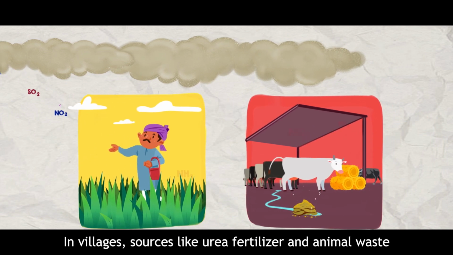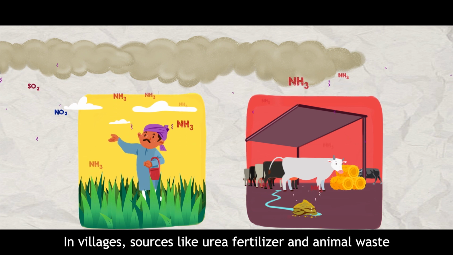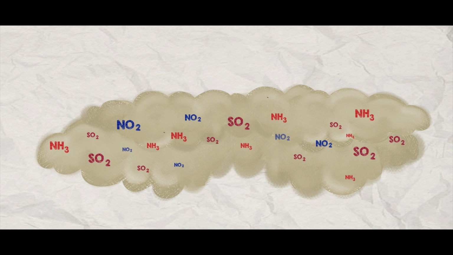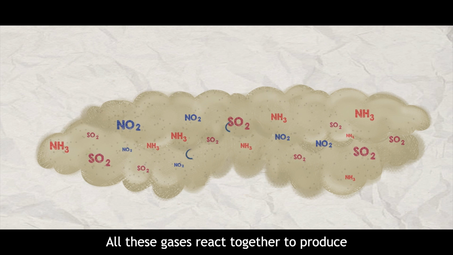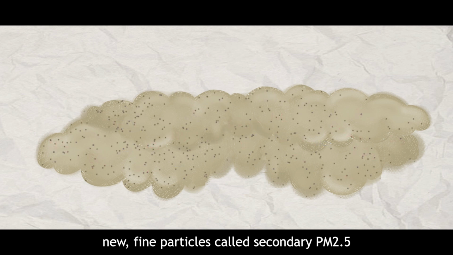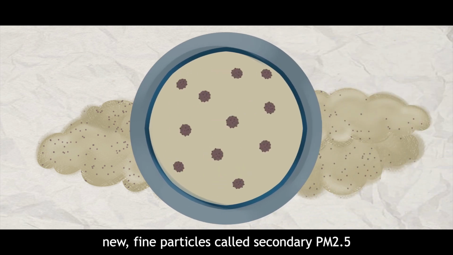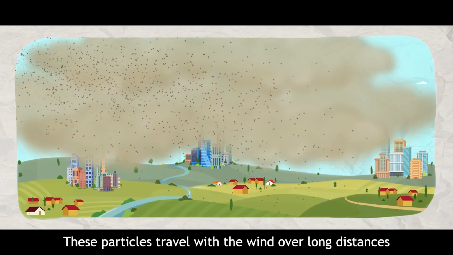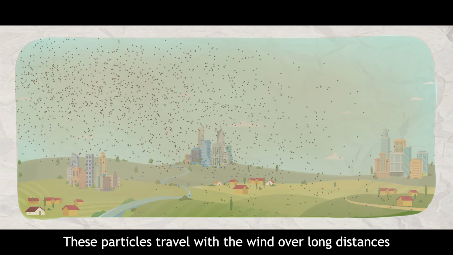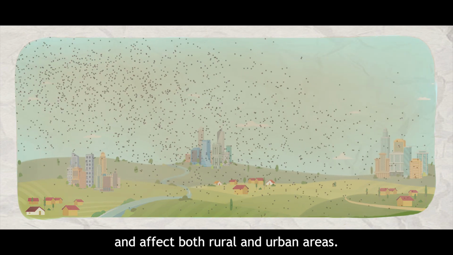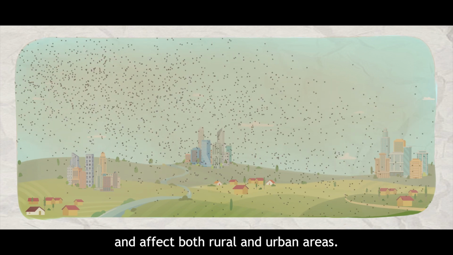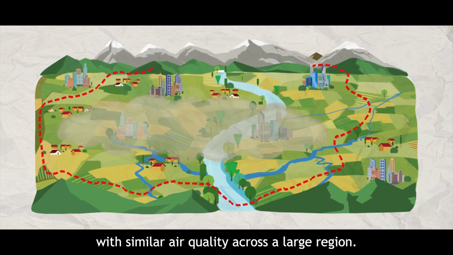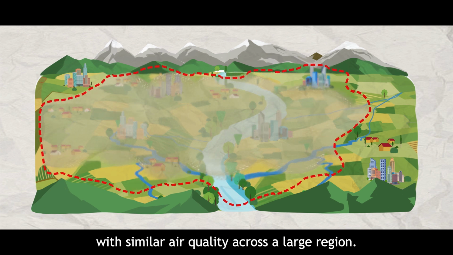In villages, sources like urea fertilizer and animal waste release ammonia into the atmosphere. All these gases react together to produce new, fine particles called secondary PM2.5. These particles travel with the wind over long distances and affect both rural and urban areas. This exchange of pollution creates airsheds with similar air quality across a large region.